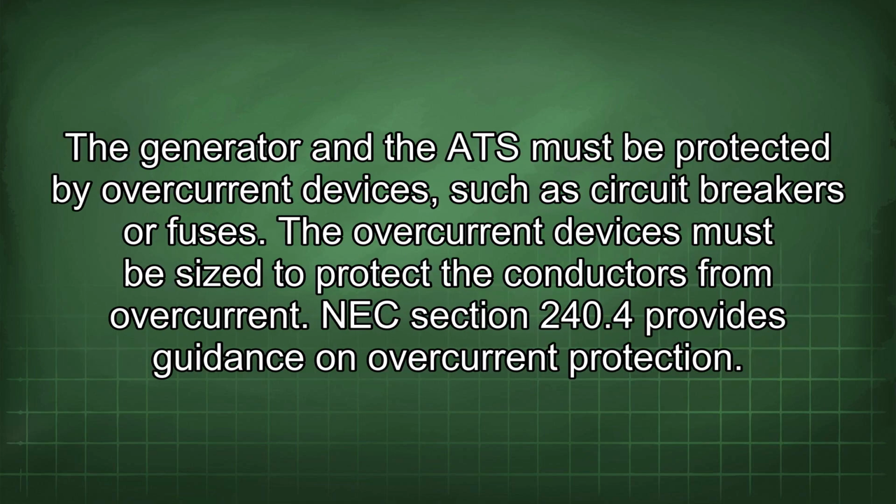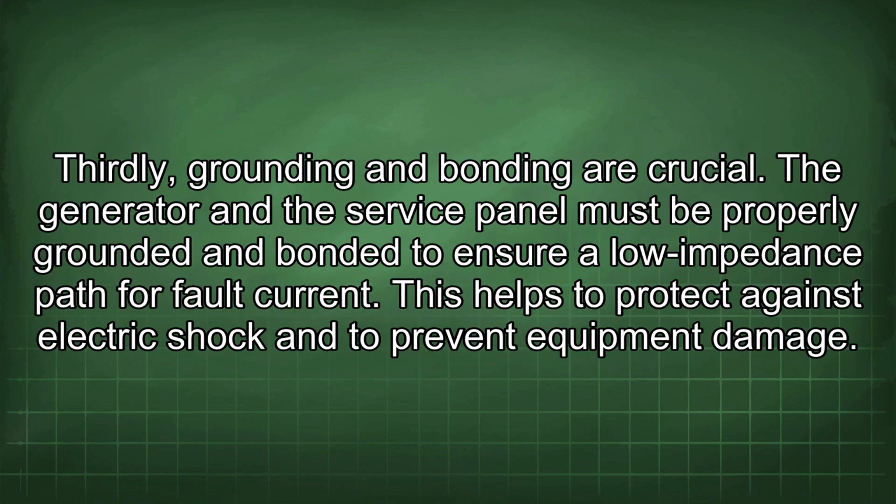The generator and the ATS must be protected by overcurrent devices such as circuit breakers or fuses. The overcurrent devices must be sized to protect the conductors from overcurrent. NEC Section 240.4 provides guidance on overcurrent protection. Thirdly, grounding and bonding are crucial. The generator and the service panel must be properly grounded and bonded to ensure a low impedance path for fault current.